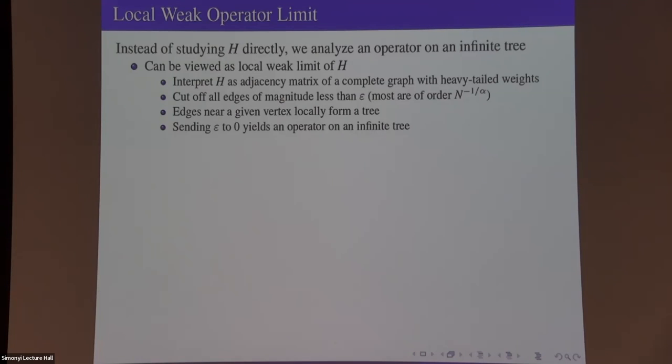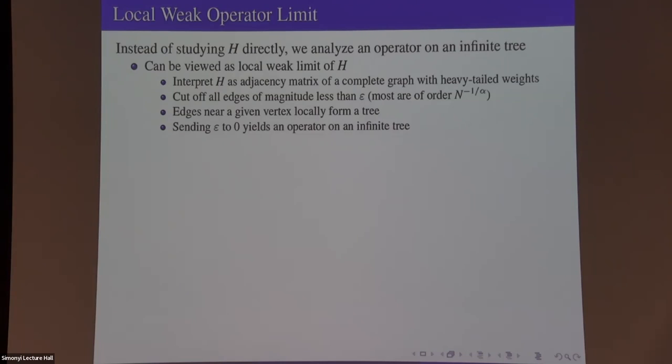Okay, and then what you do is you cut off all of the edges which are not big enough. So most of the edges, remember, I scaled down the matrix by n to the minus 1 over alpha. So most of the entries are of order n to the minus 1 over alpha, which is kind of negligible, right? So let me fix some epsilon bigger than 0, say 1/1000th, and I cut off all of the entries that are less than epsilon. So then once you do this, you're dealing with that, and then you let epsilon tend to zero. So I kind of have more and more edges, but I let epsilon tend to zero. So what you'll see is that these edges, if I just kind of look locally around some vertex, they'll look like a tree.